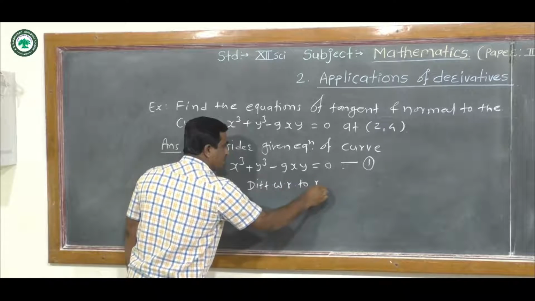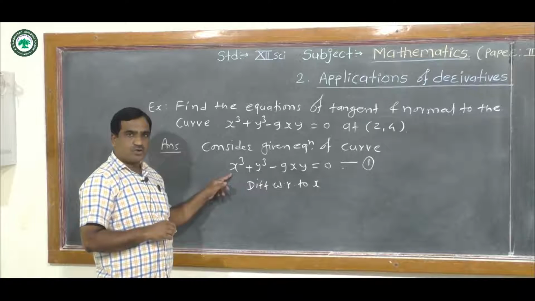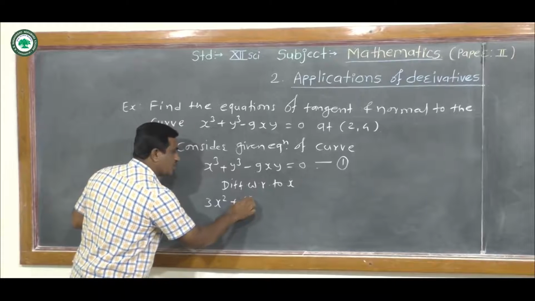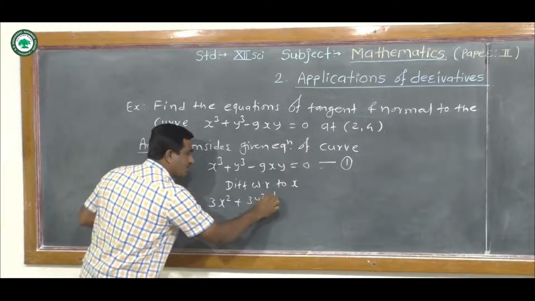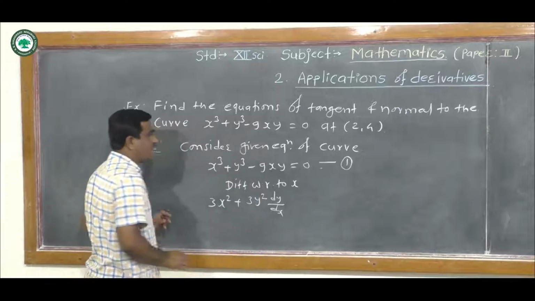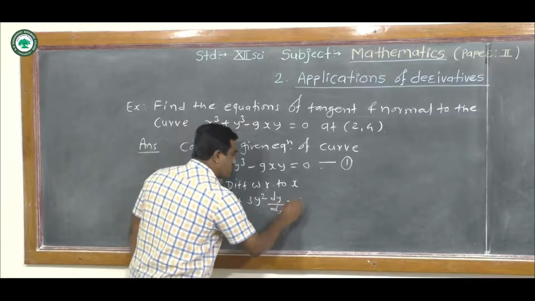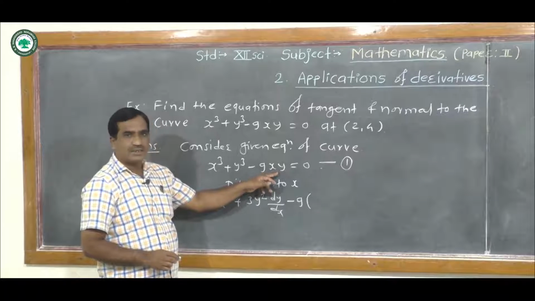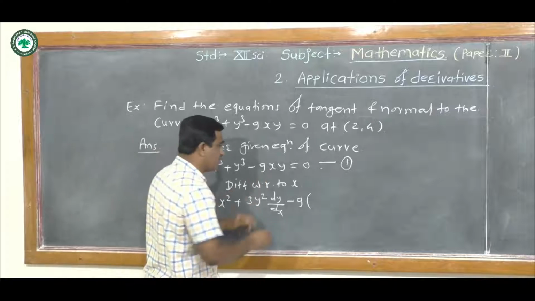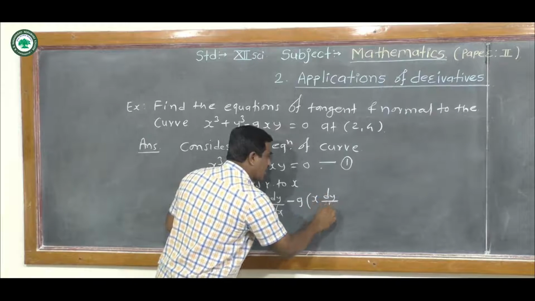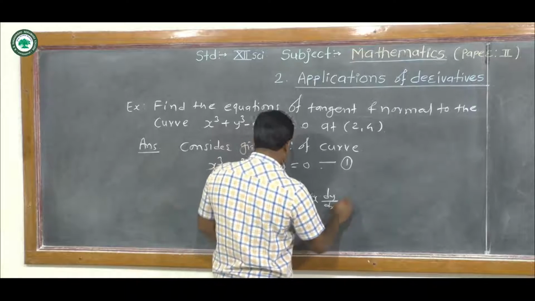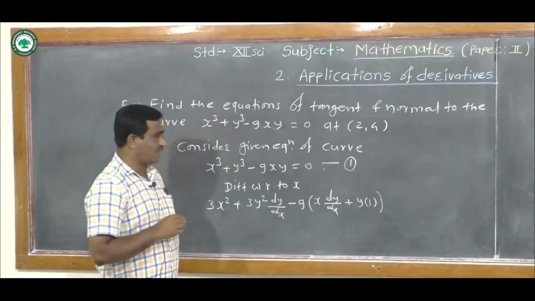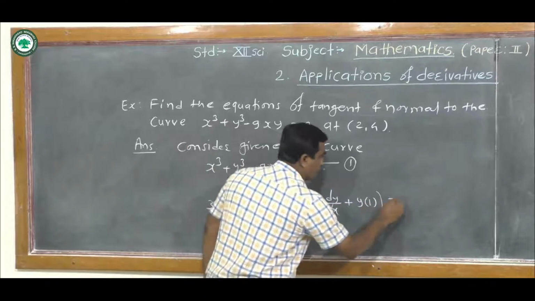Therefore, the derivative of x cube is 3x square, plus the derivative of y cube is 3y square into dy by dx, because y cube is a composite function, minus 9. We use the product rule for finding the derivative of x into y. This is the product of two functions: first function as it is into the derivative of the second function, plus second function as it is into the derivative of the first function, that is y into 1, equal to 0.